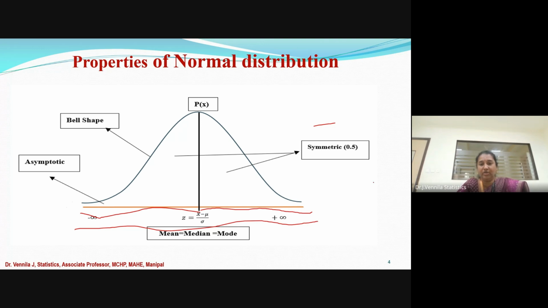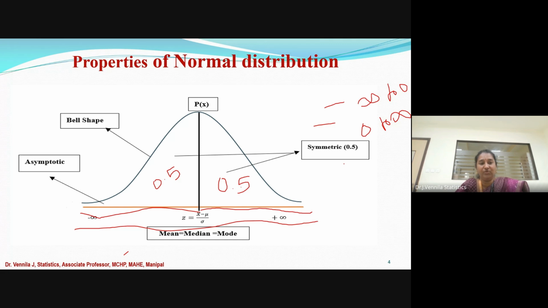And the third one, you can see minus infinity to 0 and 0 to plus infinity. You just see these two, both are equal. That means minus infinity to 0 is 0.5, that is 50% failure, and 0 to plus infinity is 50% of the success rate. It's the positive side and negative side. So 0.5, 0.5, equally divided on both sides. So it is called a symmetrical distribution. So normal distribution is a symmetrical distribution. That is the third property.